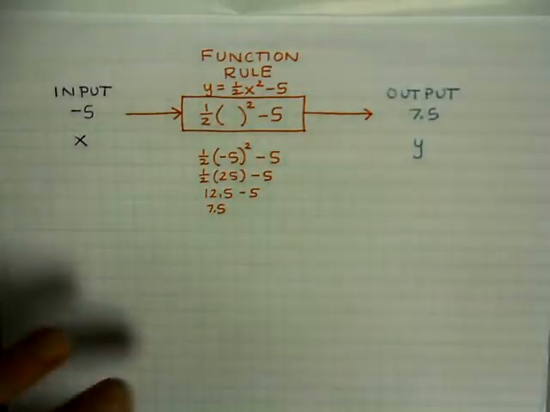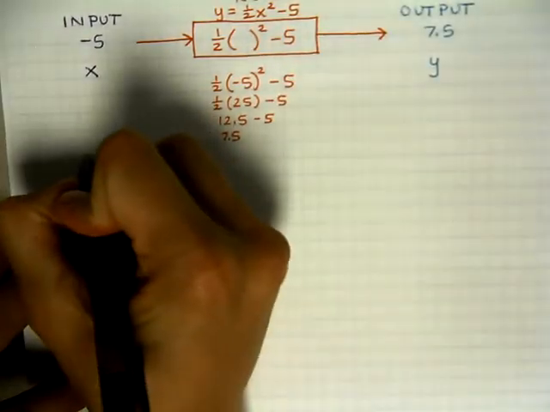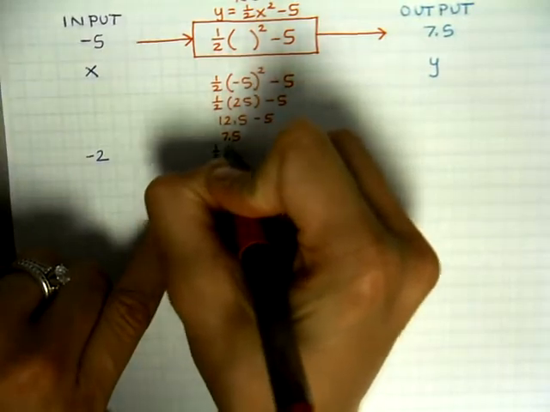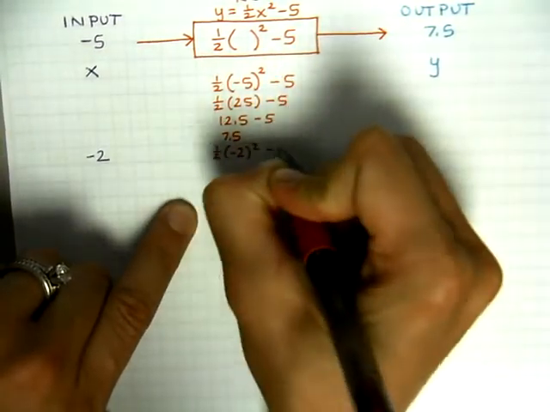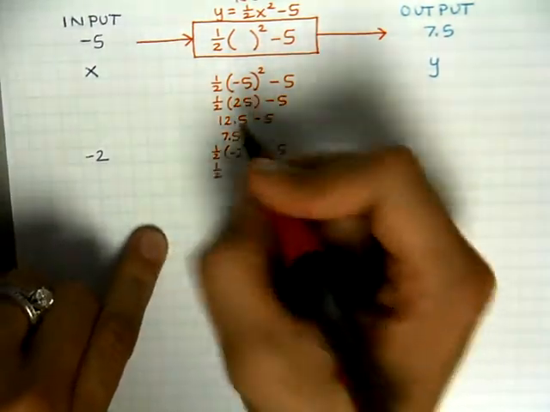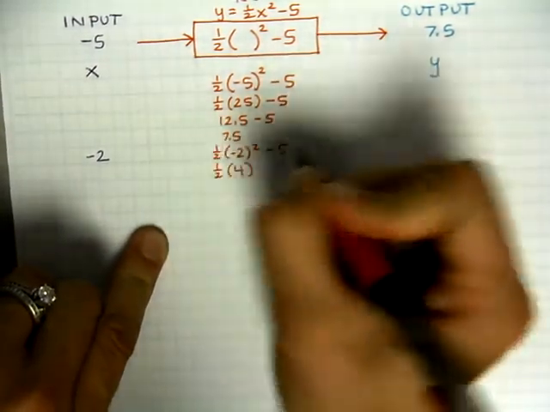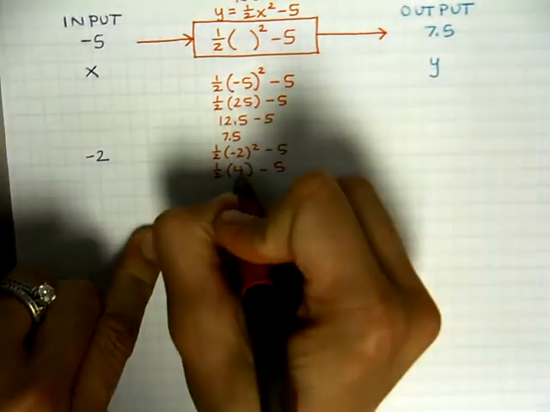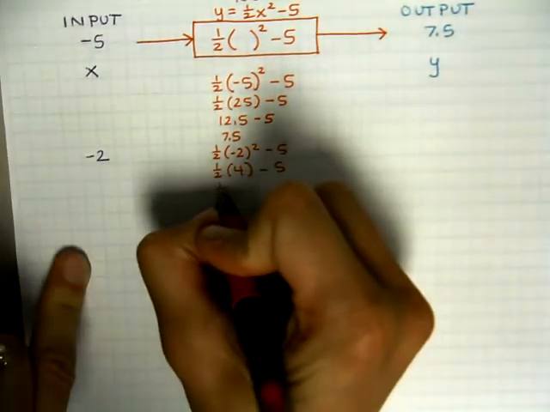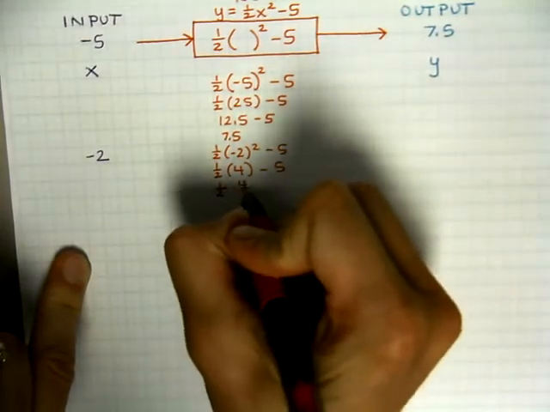Well, when the input is -2, I now replace my x with -2, and when I simplify this, I have 1/2 times -2 squared, or -2 times -2 is a +4. 1/2 times 4, well, to the side I can do this side work, I can do 1/2 times 4 over 1.